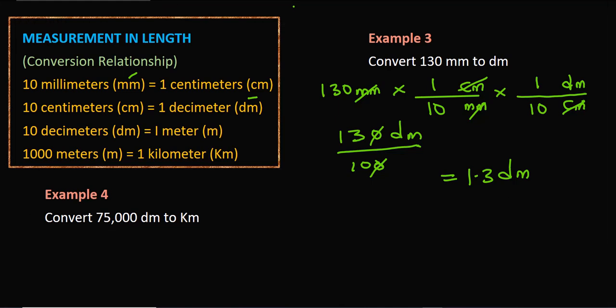So let's solve the next question. Next question says convert 75,000 decimeter to kilometer. So let's do that here. So we have 75,000 decimeter. So let's multiply and draw a fraction bar.